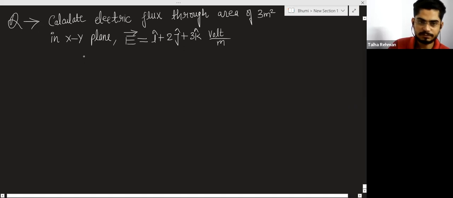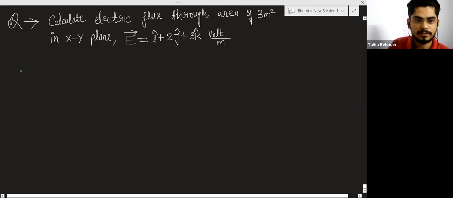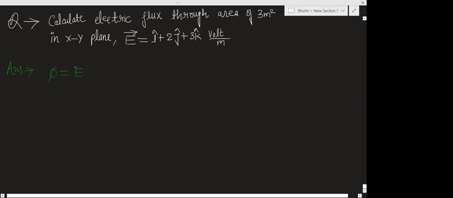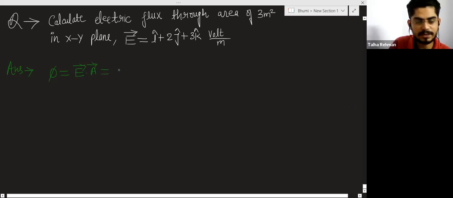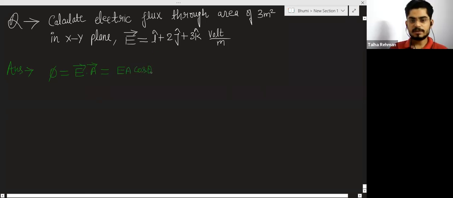And we have this formula. We have two formulas of electric flux. Phi is given either by E dot A, or I can write EA cos theta. Here we do not have the theta, so we will use this formula, and now see how we will use it.